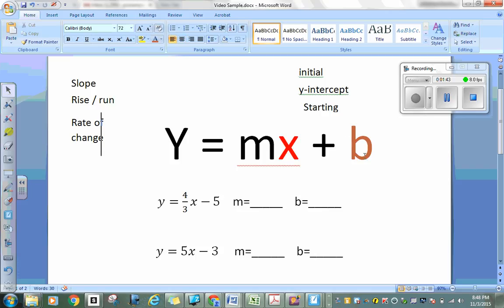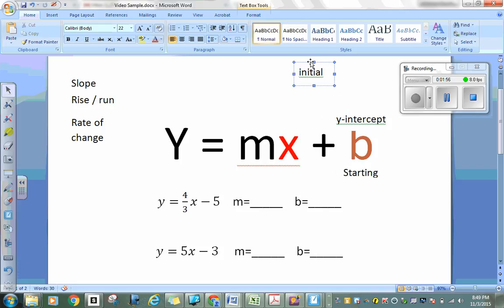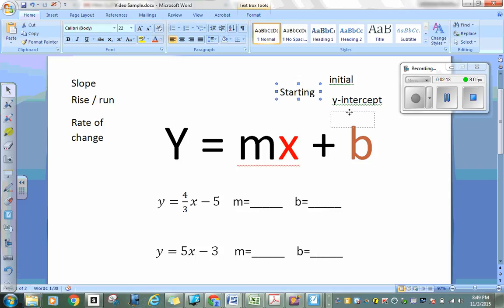Now, what about this b? What does this b mean? It's really simple. The b represents our y-intercept. Another name for y-intercept is starting point, or in word problems, it could be initial. All of these mean exactly the same thing. So when you see b, all that means is that it is the y-intercept. What is the y-intercept on the graph? It is where the graph crosses the y-axis. So remember, these three are all the same.